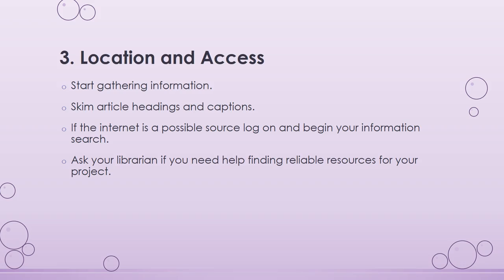Location and access is the third stage. This is where you're going to start gathering your information. Skim article headings and captions. Now is not the time to read every possible source. If the internet is a possible source, log on and begin your information research. But be sure to ask a librarian if you need help finding reputable resources for your project.